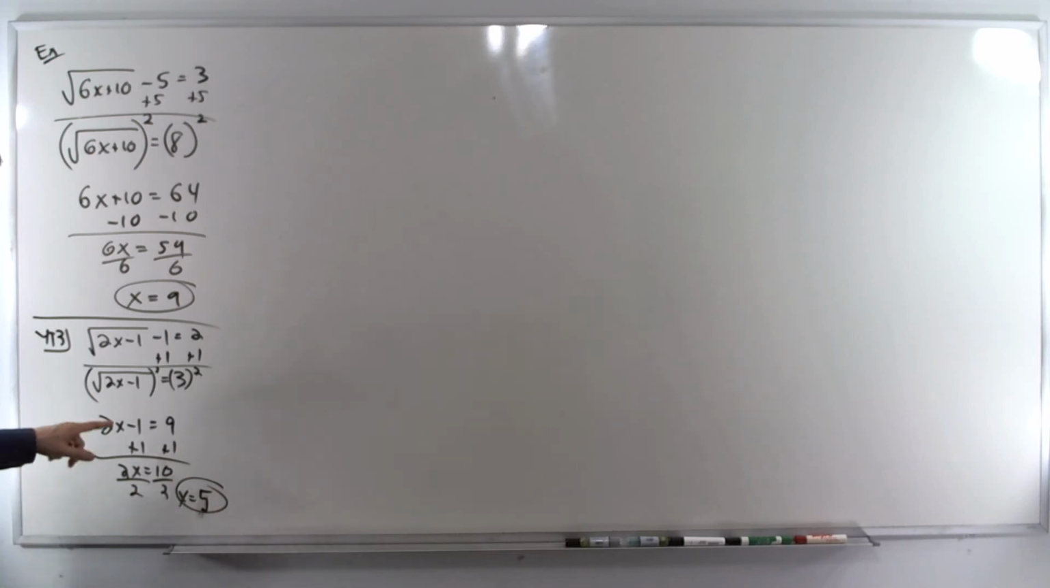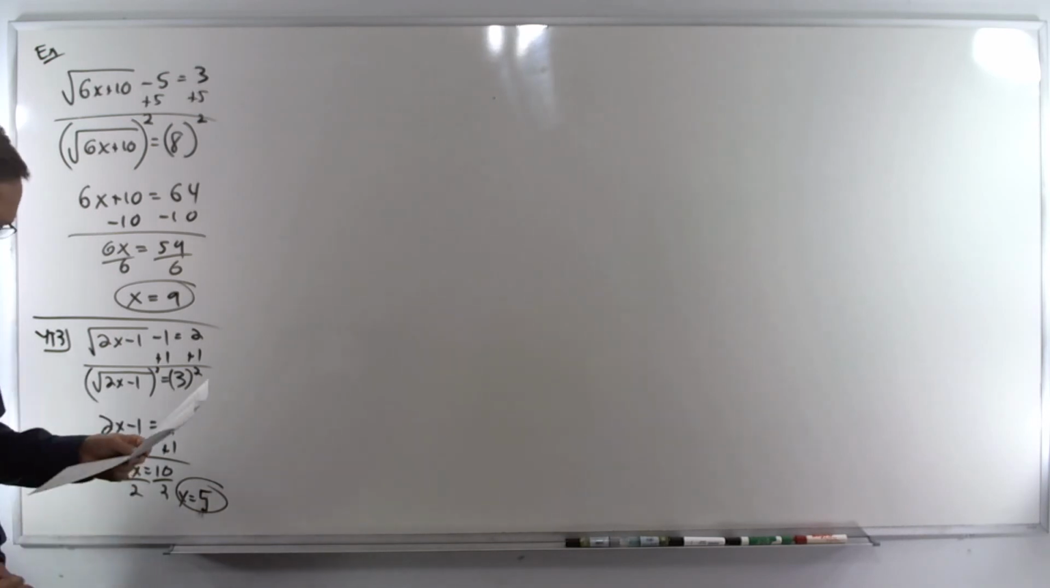All right, let's check this. 2 times 5 is 10, minus 1 is 9, square root of 9 is 3. So x equals 5 works.